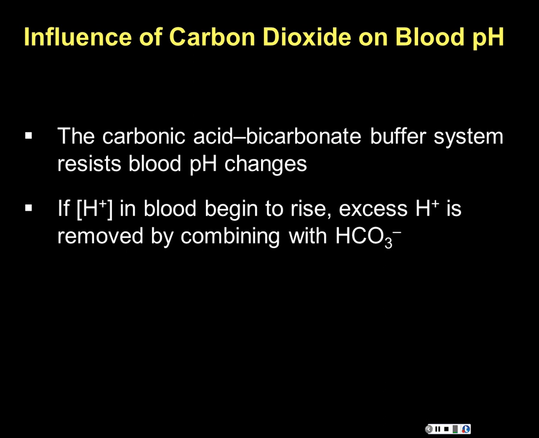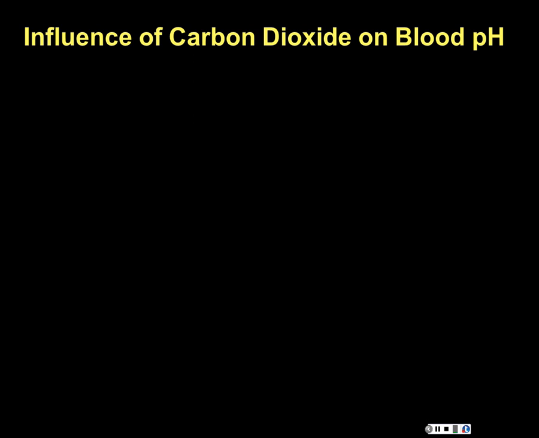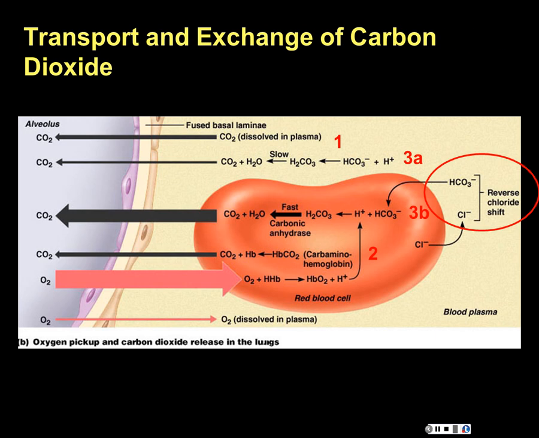Where do I have it? Well, do I have it on here? On your image, I want you to circle this. It's called the reverse chloride shift, where if bicarbonate ion diffuses or is transported into the red blood cell, then chloride ion is actually transported out to reverse the process, to release carbon dioxide.